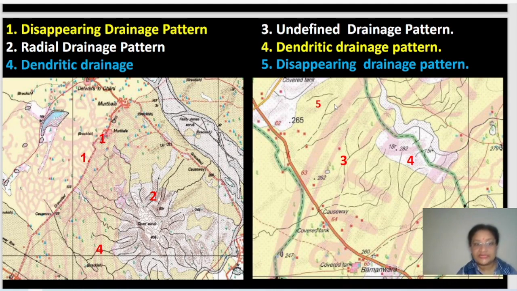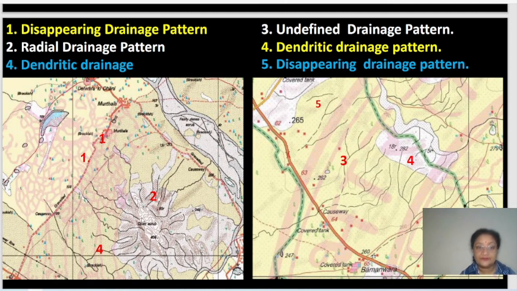Okay, now let's see how this is visible over the surface, or in the topo sheet, and how you can identify it. Number one is the disappearing drainage pattern. You can see here, children, the stream has been shown, and after some time small dashes are given, that is, broken lines continue here. A broken line shows a disappearing stream.